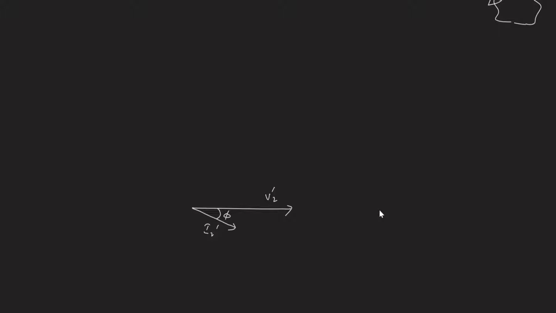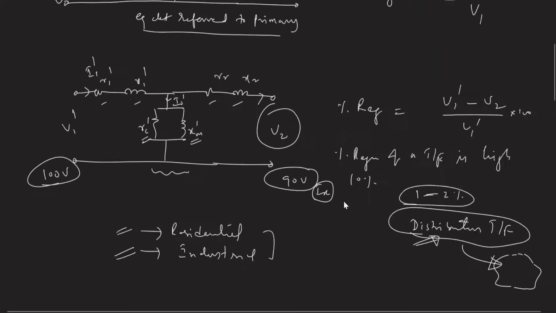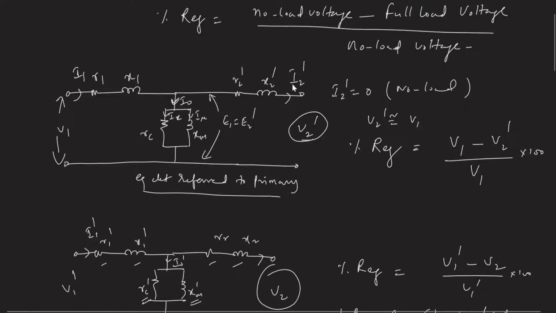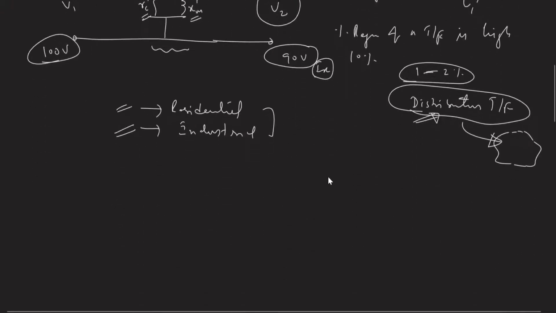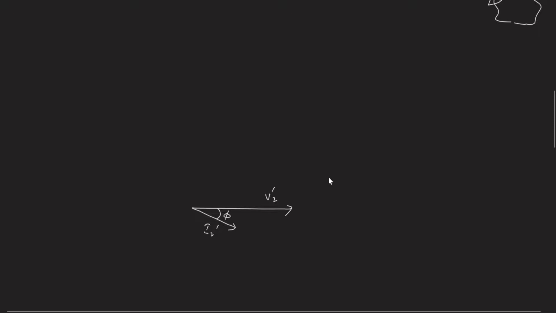Now to this, if I add this drop, I2 dash multiplied by R2 dash and I2 dash multiplied by X2 dash, these two voltage drops to V2 dash, I'll get the E2 dash or E1.